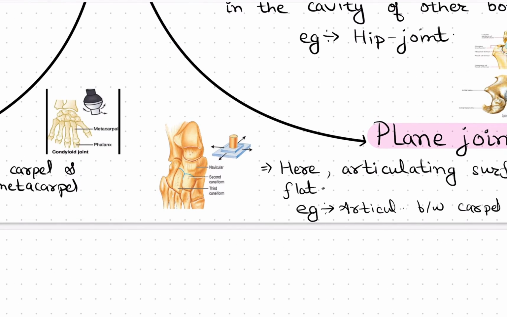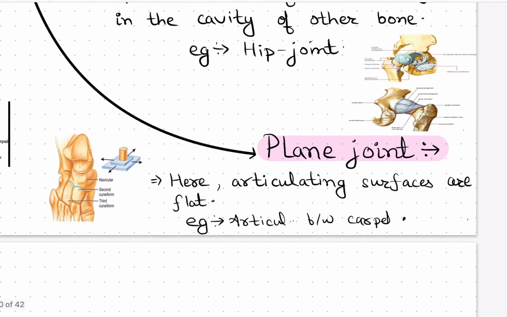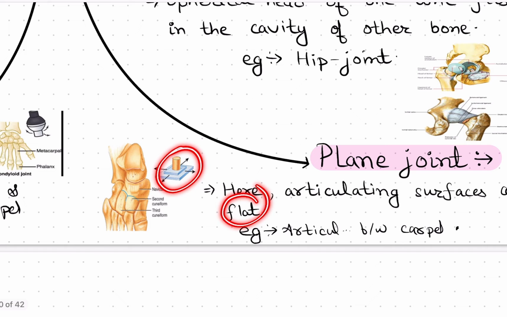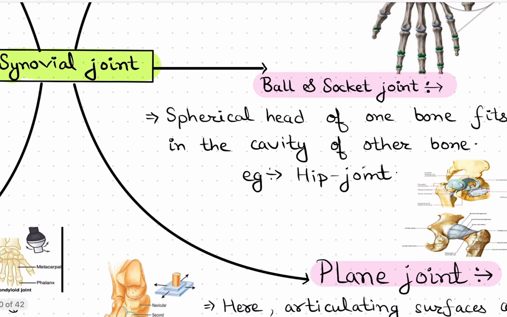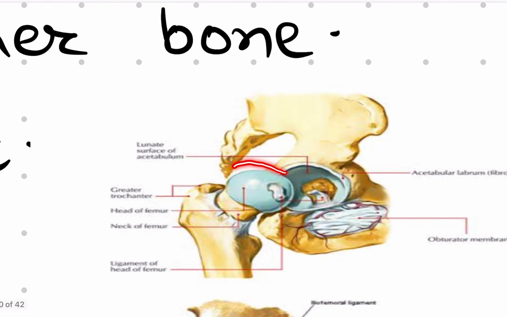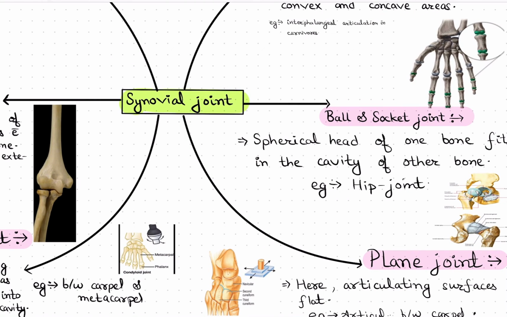Moving further, then we have plane joints. Here articulating surfaces are flat, like this one. Here you can see articulation between carpals. The most important one is ball and socket joint, where the spherical head of one bone fits in the cavity of the other bone. Like here, this is the head of one bone, it is fitting in the cavity of the other bone. So it is a type of ball and socket joint. Example is hip joint.